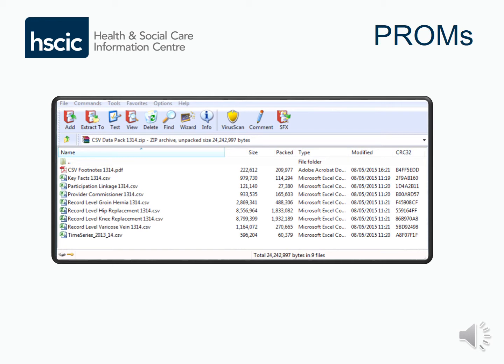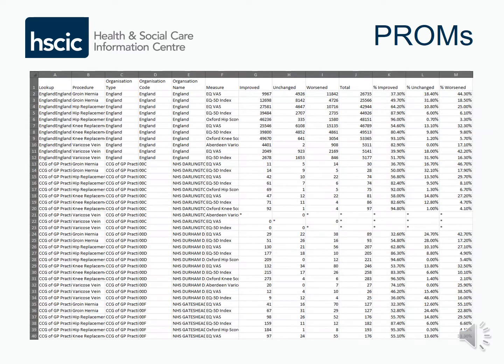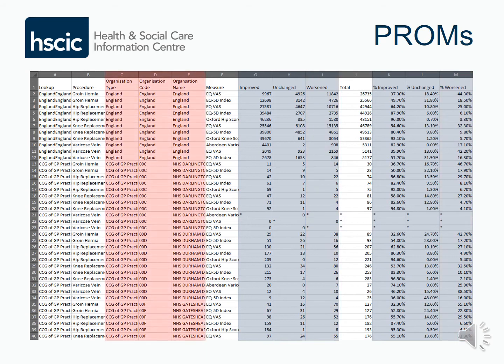So, let's start. The key facts. Key facts shows how many patients improved, stayed the same, worsened following their procedure. The file is broken down by organisation, provider and the Clinical Commissioning Group or CCG to which the hospital belongs, as well as procedure and PROMs measure.